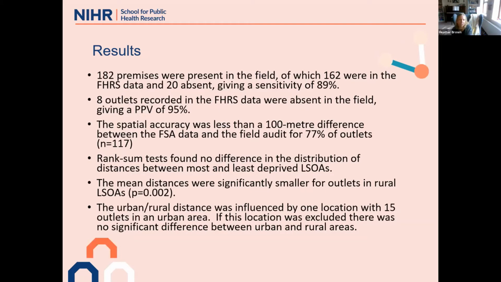for 77% of outlets. There was one outlier, which was a mobile catering site in Gateshead, but there were 15 outlets there, so that led to a larger difference between rural and urban areas. But when we took that out, there was no difference between rural and urban. And we also found no difference in the distribution of distances. There was no difference in spatial accuracy when comparing by deprivation levels.